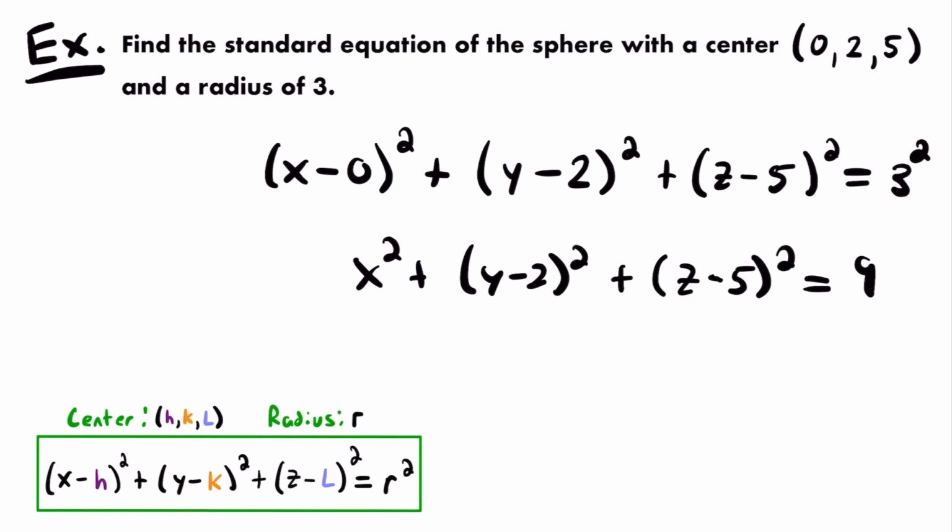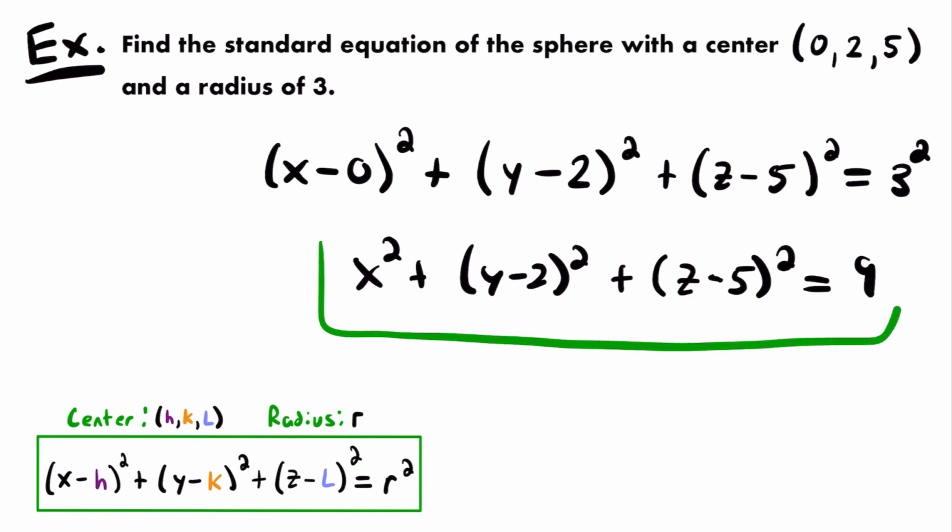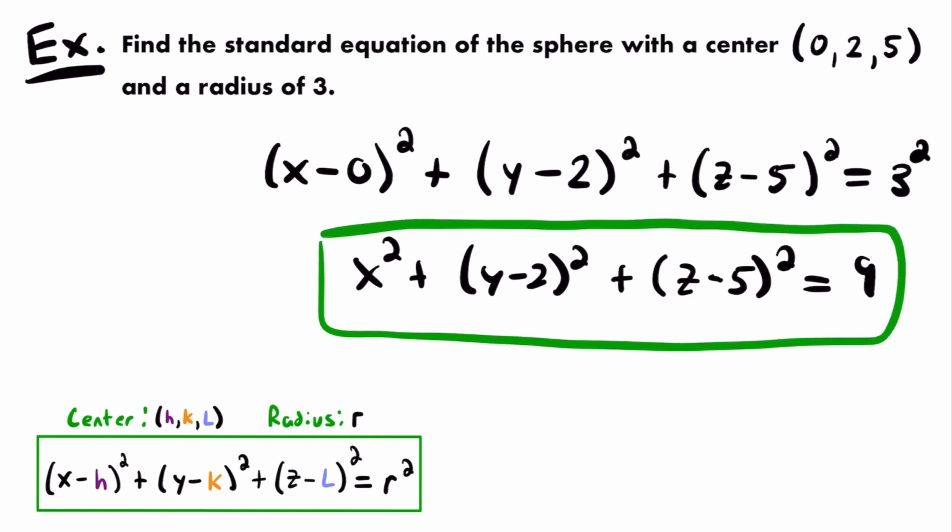Okay, but that's all there is to this problem. That is the standard equation of the sphere with a center of this point and a radius of 3. All right, let's look at one more example for this video, which is slightly different than this example.